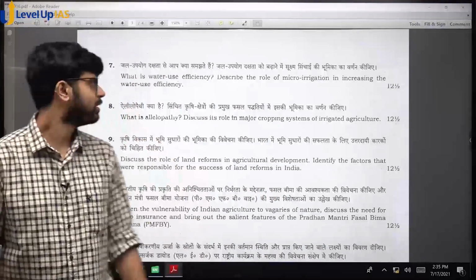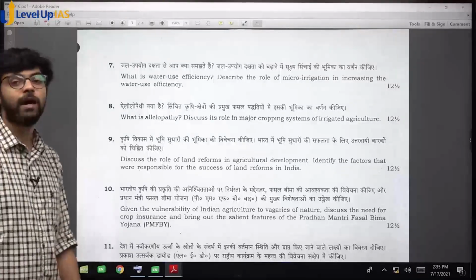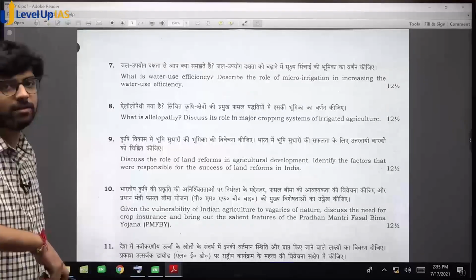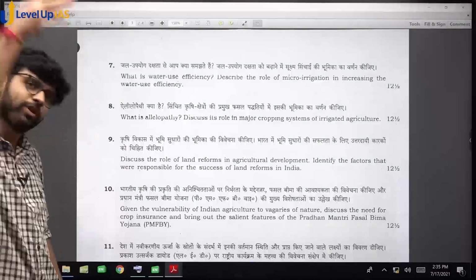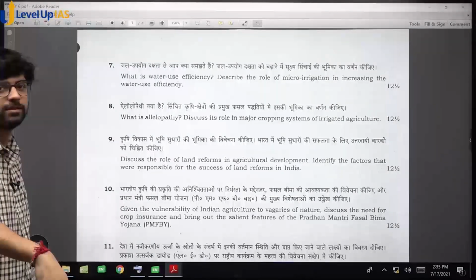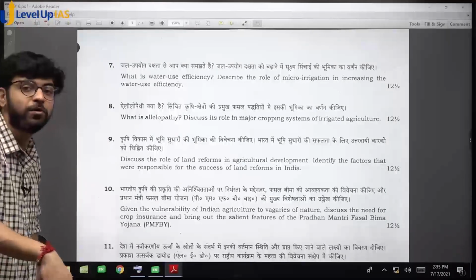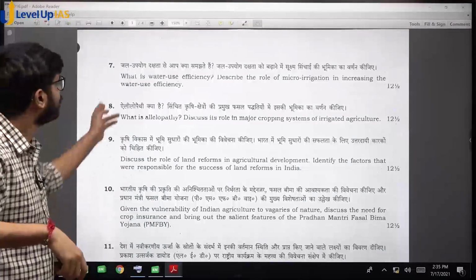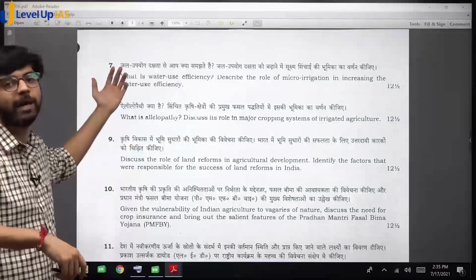What is the second part? Role of micro irrigation in increasing the water use efficiency. Now you know what will happen. You tell me what mistake will happen in the second part. We will write about micro irrigation benefits, taking another track. But what have they asked? In increasing the water use efficiency. So first you need to determine how you measure water use efficiency. What are the parameters of water use efficiency? And then how micro irrigation helps in achieving those parameters.